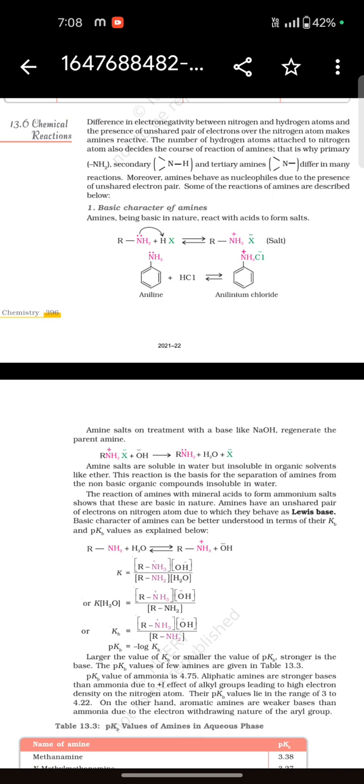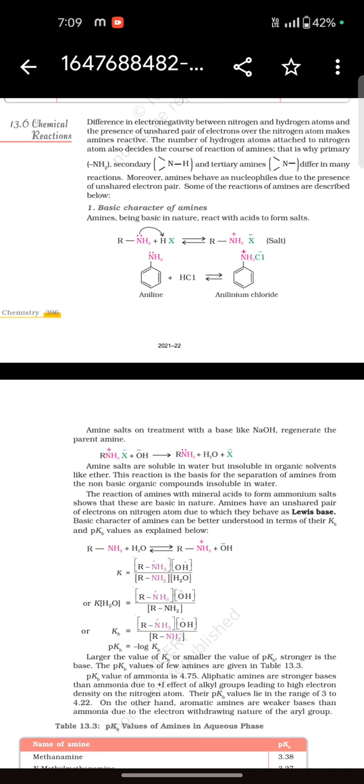Amine salts are soluble in water but insoluble in organic solvents like ether. This reaction is the basis for the separation of amines from non-basic organic compounds insoluble in water. The reaction of amines with mineral acids to form ammonium salt shows that these are basic in nature. Amines have an unshared pair of electrons on the nitrogen atom due to which they behave as Lewis bases. The basic character of amines can be better understood in terms of their Kb and pKb values as explained below.